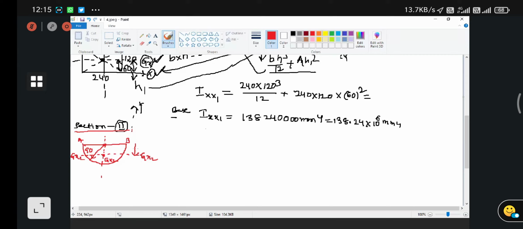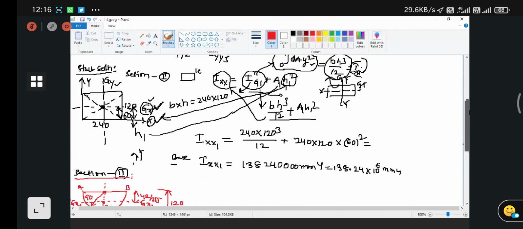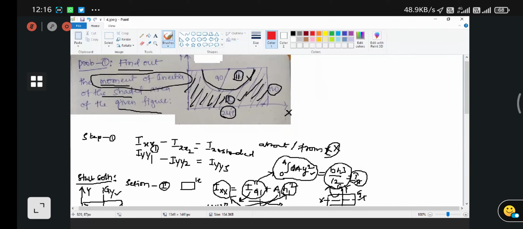How much distance will it make from here to here? Here it is 4r by 3 pi. But I want to find the moment of inertia about this x-axis. If you observe clearly, from here to here the distance is 120. Why? Because the rectangle total height is 120, from here to here.